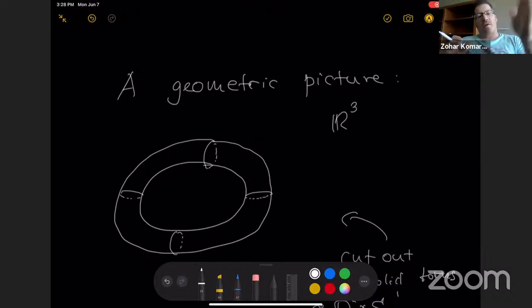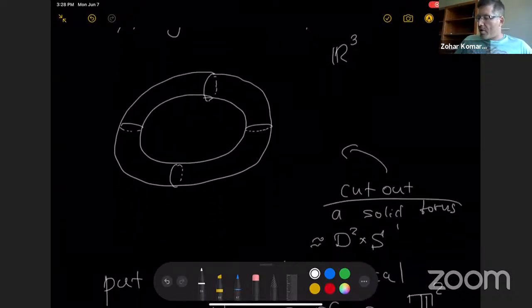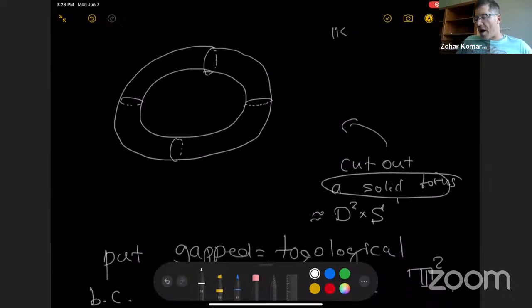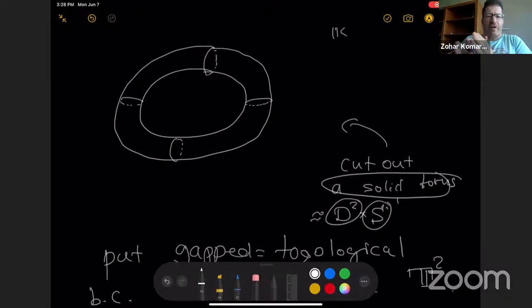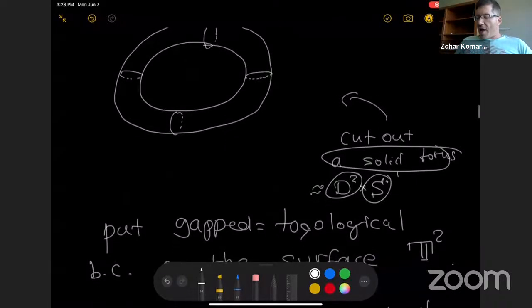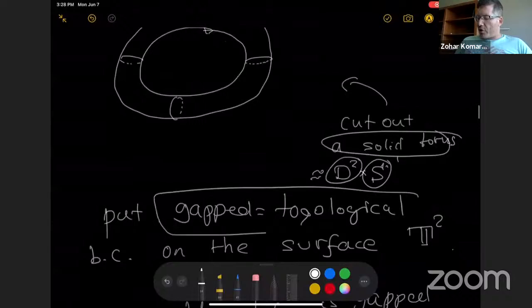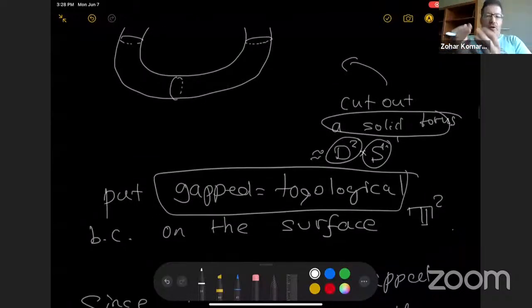One thing you can do is to just have a plain boundary, like in the quantum Hall state. Another thing you can do in the quantum Hall sample, usually that's what they do. Another thing you can do, which is maybe harder to engineer in the quantum Hall state, is to cut out a tube. So we cut out a solid torus. We cut out from the space something that's just isomorphic to a disk times a circle. The disk is the cross section of this tube, and the circle is the angle along this tube. We cut it out, and we put topological or gapped boundary conditions on the surface. The surface is a torus.